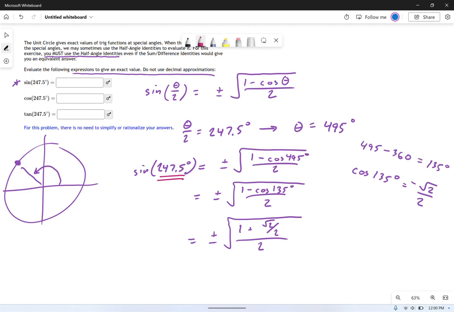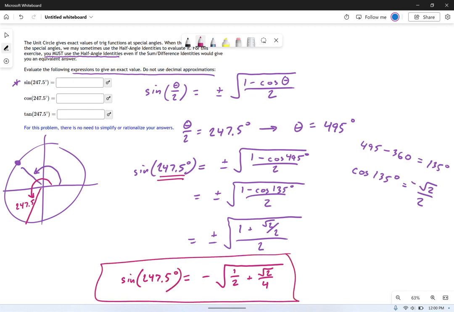Well, where is that? If you think to yourself, okay, it's more than 180, but it's less than 270, that means it's somewhere over here. Okay, this is where 247.5 degrees is, somewhere in quadrant 3. And that means this is going to be a negative answer. And if I wanted to simplify that thing, I'm going to say 1/2 plus radical 2 over 4, although the homework problem should accept any answer that's unsimplified as long as it is an exact answer. Okay, so this would be my answer for that first one.